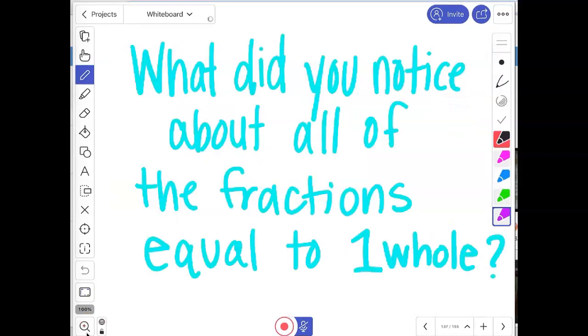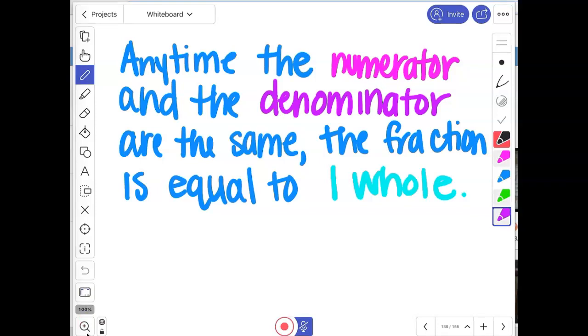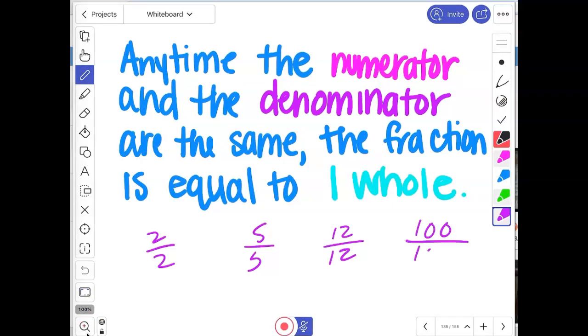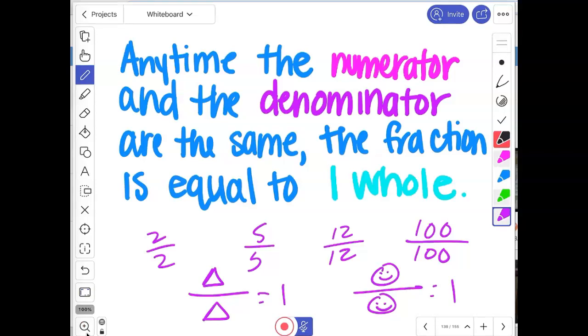What do you notice about all these fractions that are equivalent to 1? It's magic. Anytime the numerator and the denominator are the same, it's equal to 1. It could be 2 over 2. It could be 5 over 5. It could be 12 over 12. It could be 100 over 100. It could be smiley face over smiley face. It could be triangle over triangle. They are all equal to 1 because the numerator and the denominator are exactly the same. So that means it's equal to 1.